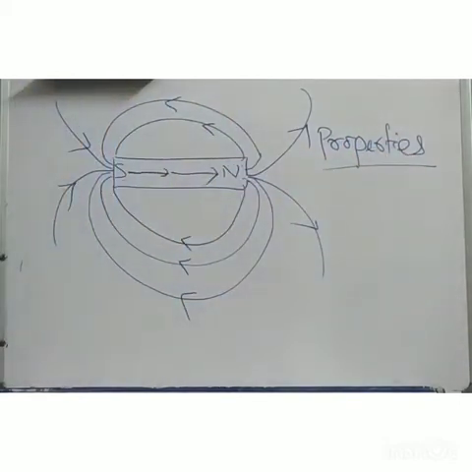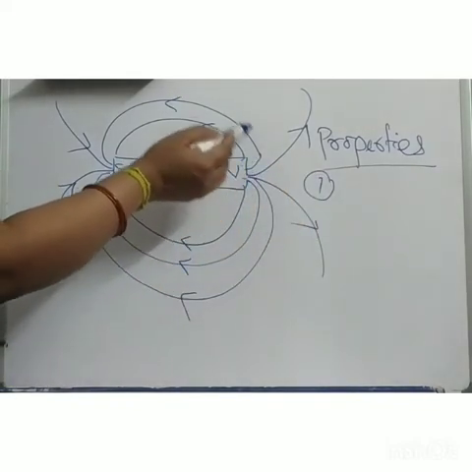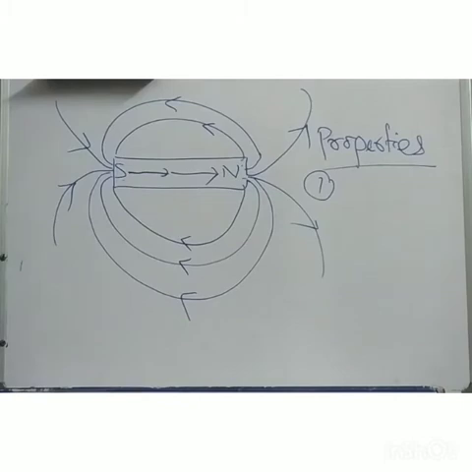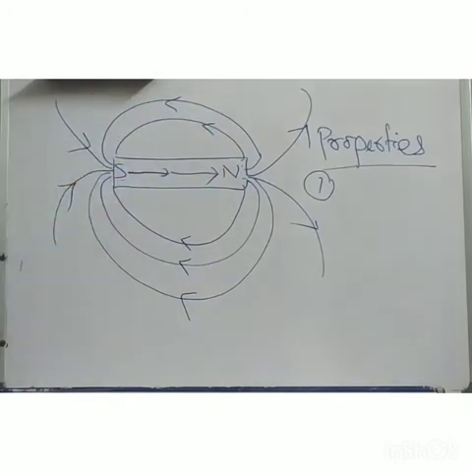2-3 marks easily you can get. So what are these properties? First we have seen the first property. The magnetic field lines start from north and terminate in the south pole. So field lines are from north to south.